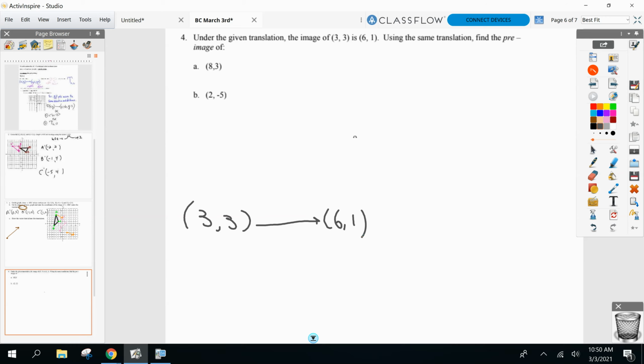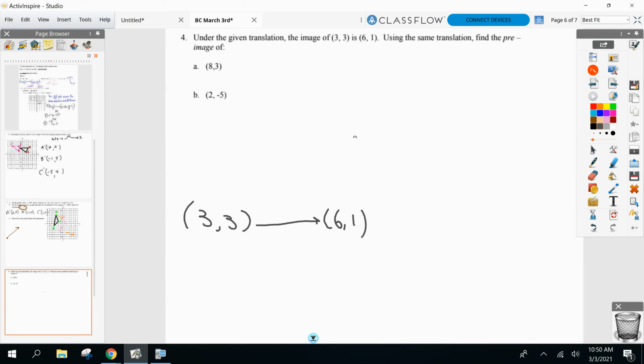Up, right, left, down, how many? Think about that. Because you have to use that same rule to find, now take a look at the directions. What did I throw in there? Find the pre-image. So in part A, I'm saying I ended at 8, 3. Where must I have started then, using that translation rule? And in part B, I ended at 2, -5. Where must I have started?